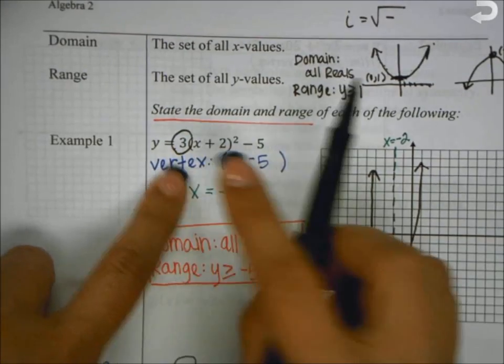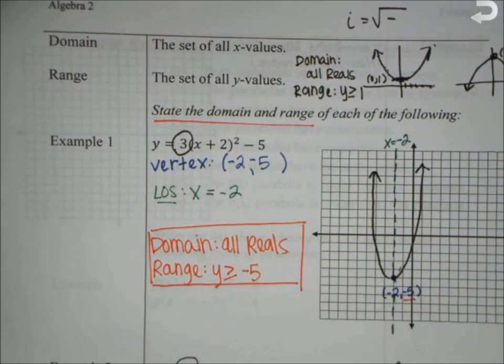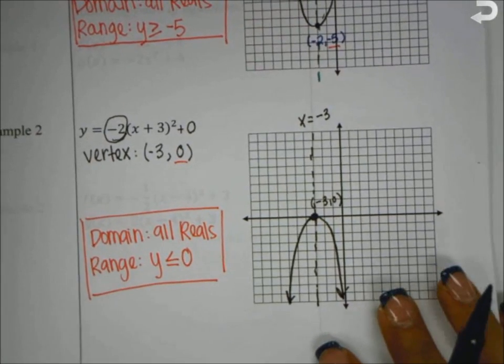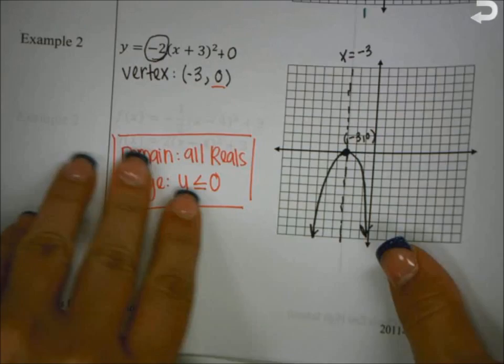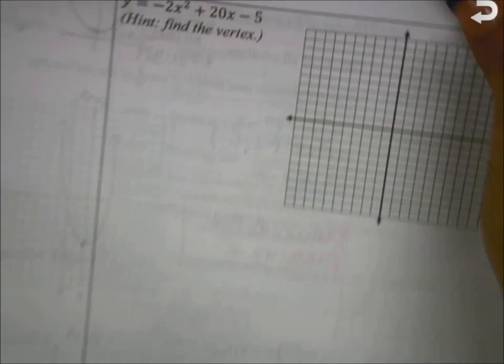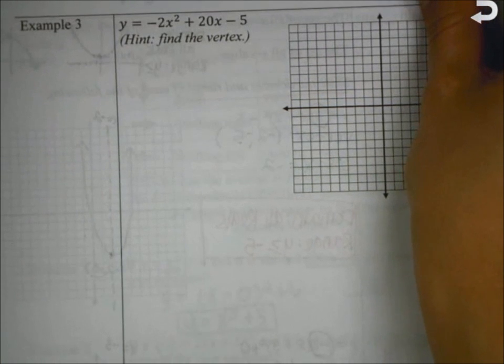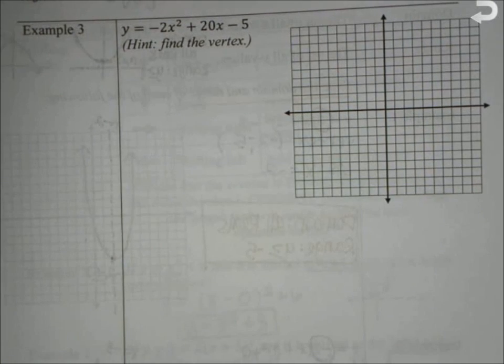Okay, example 3 for this stuff. We are not in vertex form this time. We actually have to do some work. So we are in standard form, but they gave us a hint. We need to find the vertex. So let's find the vertex first.